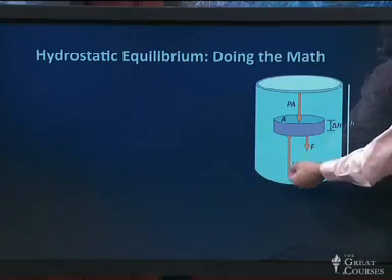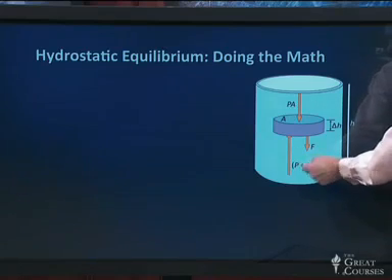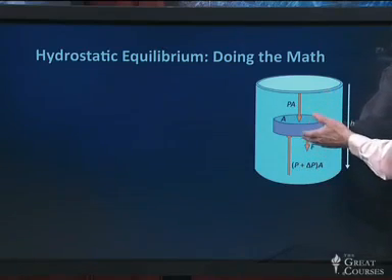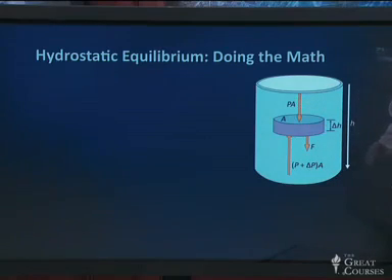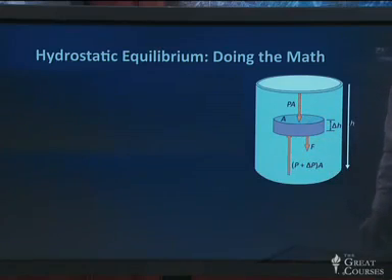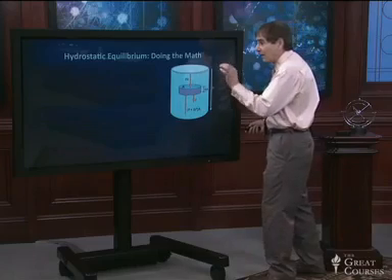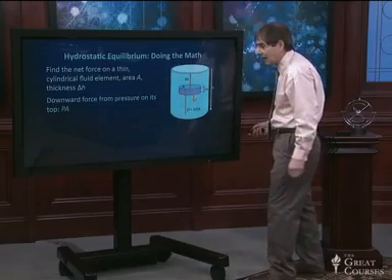There is a pressure force upward on the bottom of the fluid, and I'm going to designate that as P plus delta P times the area. The delta P indicates that the pressure is greater at the bottom than it is at the top. At the top there is a pressure P times A. On the bottom there's a pressure P plus delta P times A because the pressure is bigger at the bottom. So I want to find the net force on this thin cylindrical fluid element with area A and thickness delta H.